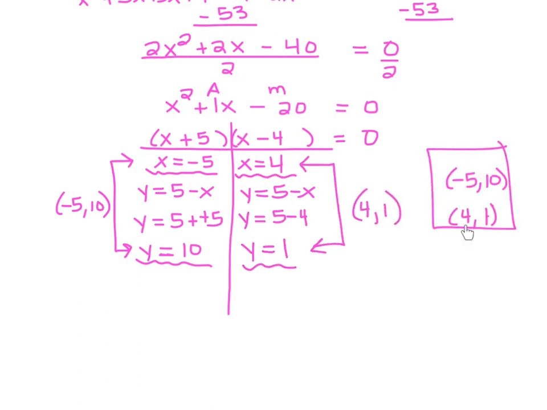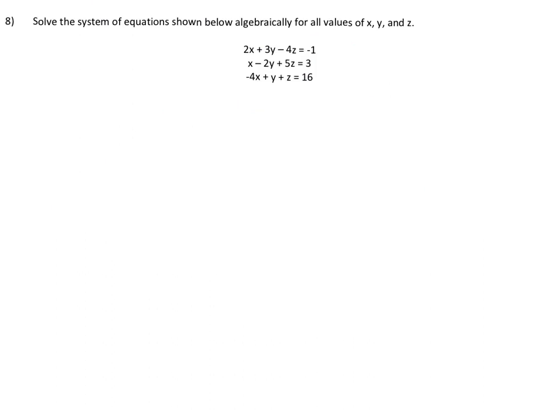All right, so these are our 2 points of intersection, and it's always a really good idea to check. For example, go back to your original equations, plug in negative 5 for x and 10 for y, and make sure that both equations check out. Also, plug in 4 for x and 1 for y, and make sure that it checks out in both equations.